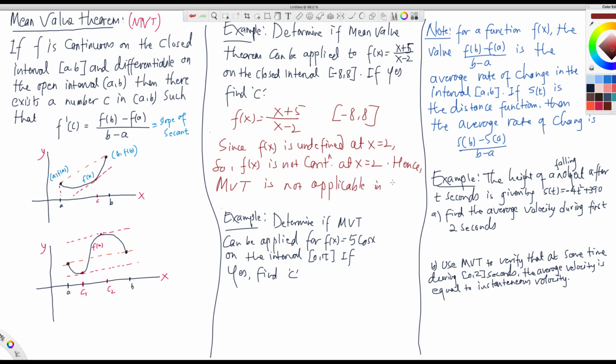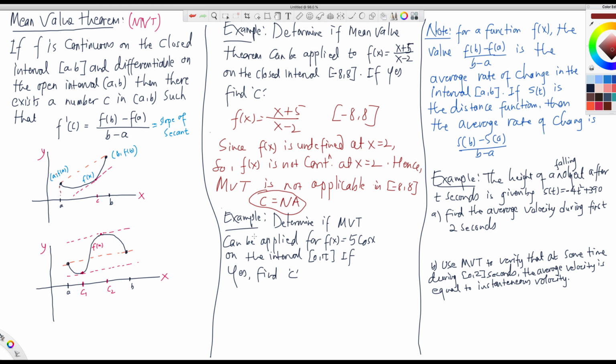in the interval -8 to 8. If it was, like, 4 to 8, it would be applicable though. But in -8 to 8, it is not applicable. So the answer is no. Okay. So if yes, find C, but it is no, right? So C is not available, not applicable. Since the mean value theorem is not applicable, there is no such C.